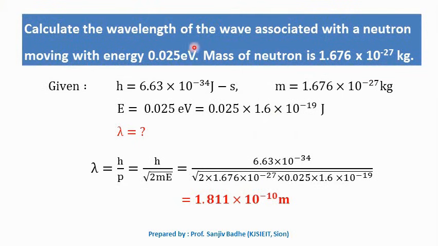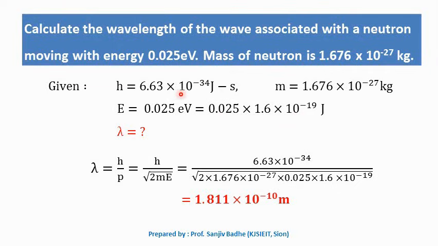So here is one more simple problem. Calculate the wavelength of the wave associated with a neutron moving with energy 0.025 electron volts. Mass of the neutron is 1.676 into 10 raised to minus 27 kg. Here the energy of the neutron is given in electron volts, so we need to convert it into joules. Energy of the neutron in joules can be obtained by simply multiplying 0.025 by 1.6 into 10 raised to minus 19. So the energy of the neutron is 0.025 into 1.6 into 10 raised to minus 19 joules.